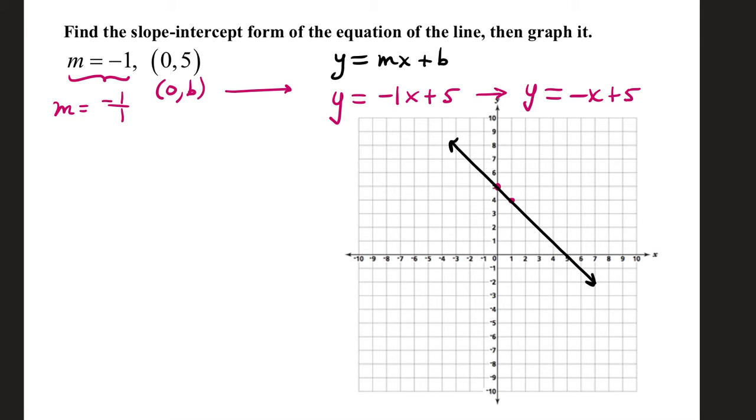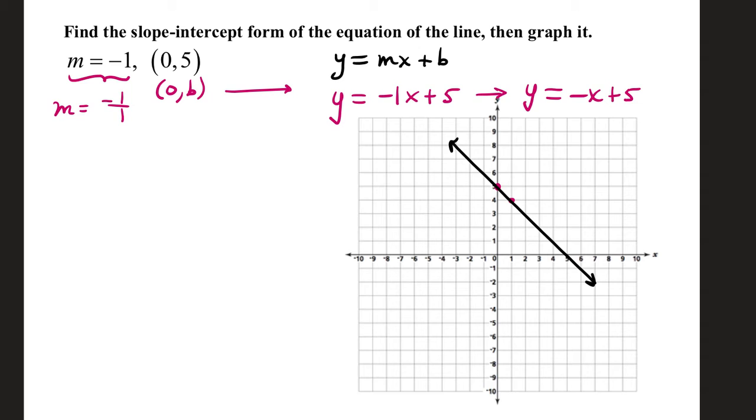Find the slope-intercept form of the equation of the line and then graph it. The original information we are given is that the slope of the line is -1 and the y-intercept is (0, 5). We weren't specifically told that that's the y-intercept, but if you think about where (0, 5) is, it is on the y-axis, therefore it is a y-intercept.